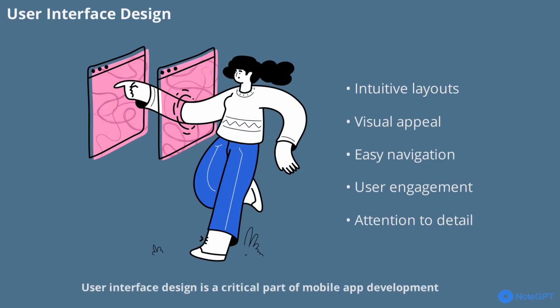User interface design is a critical part of mobile app development. Developers and designers work together to create layouts, icons, and navigation that are intuitive and visually appealing. Good UI design makes apps easy to use and enjoyable, encouraging users to return again and again. Every detail, from color schemes to button placement, affects how you interact with your apps.